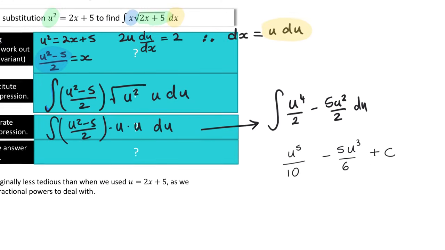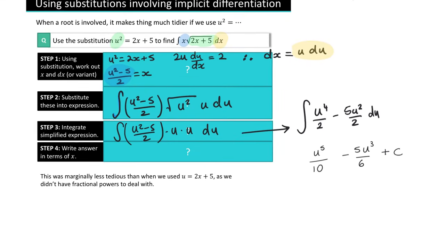Okay, now what does u... Now this is the only bit that gets a bit tricky. It's really easy. What we're going to do is we're going to say if u equals 2x plus 5 to the power of a half.